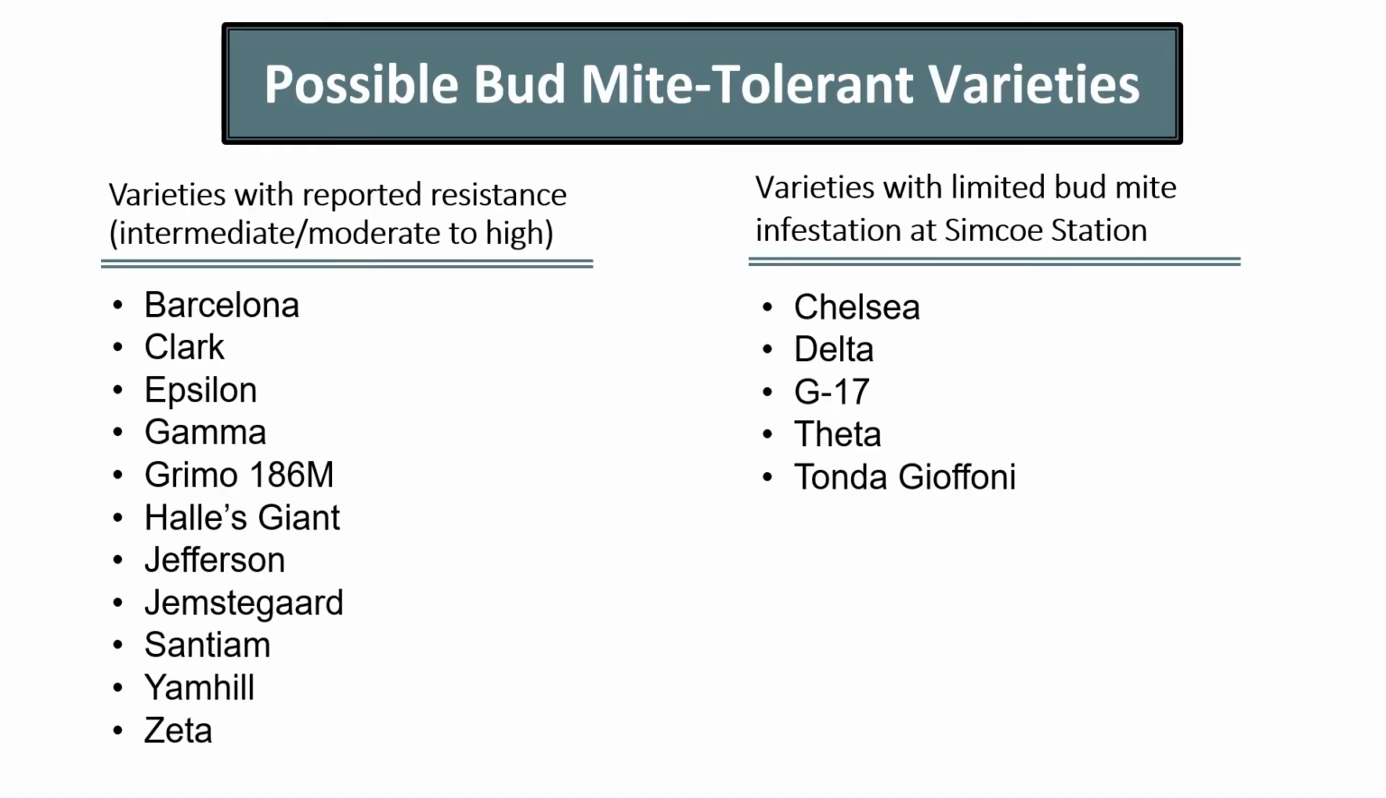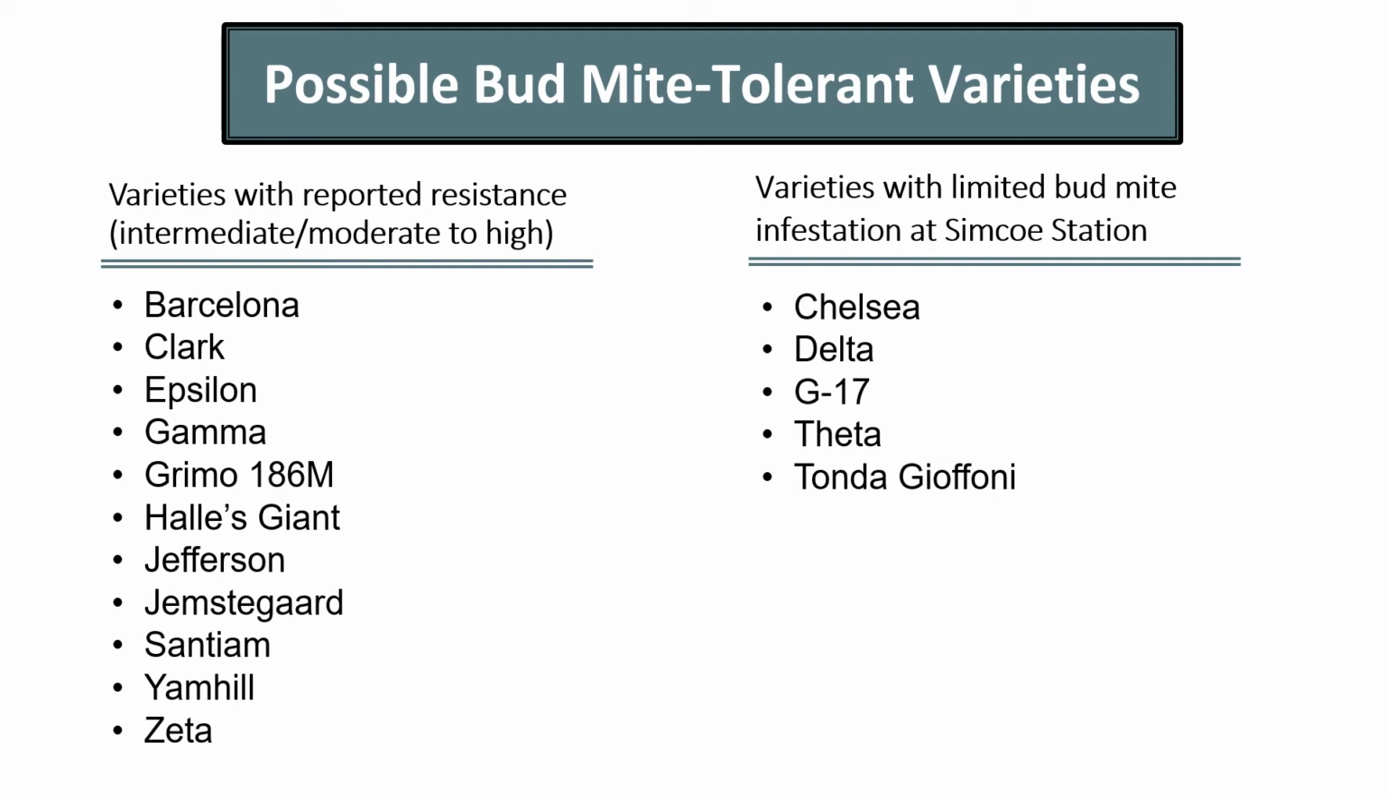This slide just lists the varieties that are reported from other areas with moderate to high resistance to bud mite. You'll notice, though, that some of those varieties, such as Barcelona or Hall's Giant, are quite susceptible to eastern filbert blight. So that would have to be taken into account. Jefferson and Yamhill are popular varieties here that come from Oregon. They do tend to be resistant to bud mite, but they can be susceptible to eastern filbert blight under Ontario conditions.